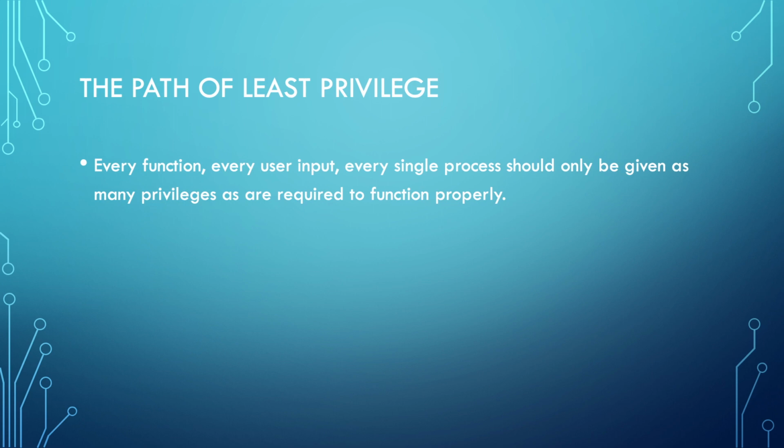The principle of least privilege is where we give every single process, every single function, every single user input the exact required privileges and nothing more than that. Exactly what is required for the application to function as it is intended and nothing more than that. This might seem easy, but the devil is in the details.